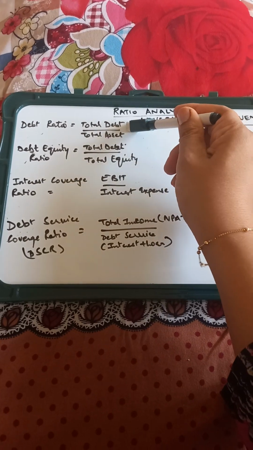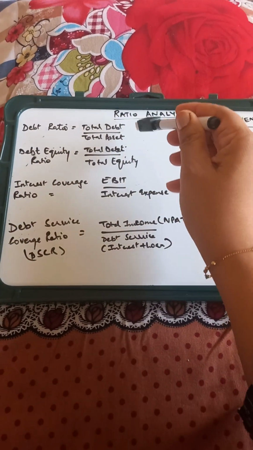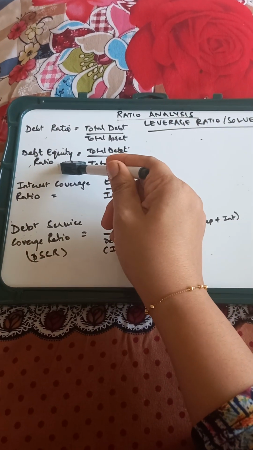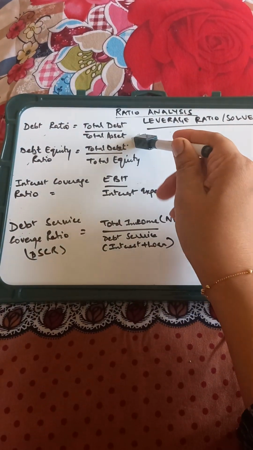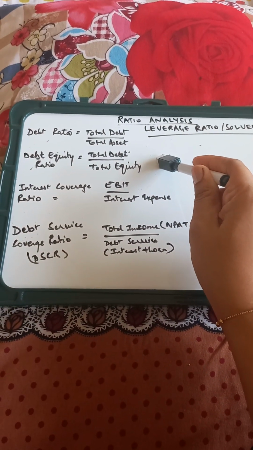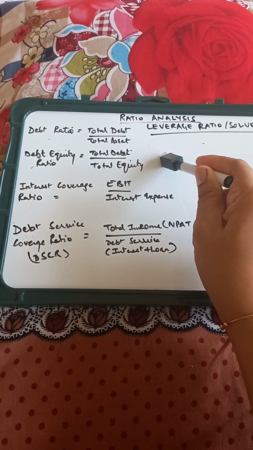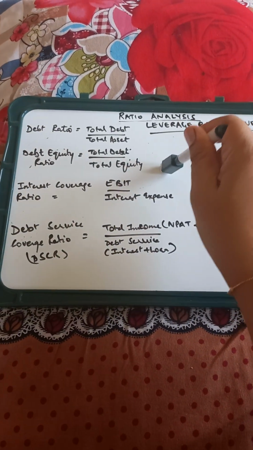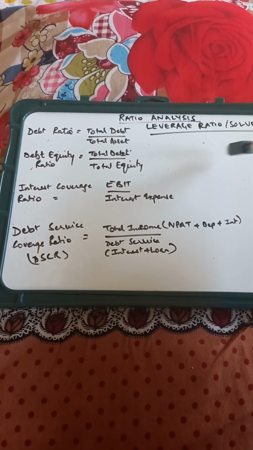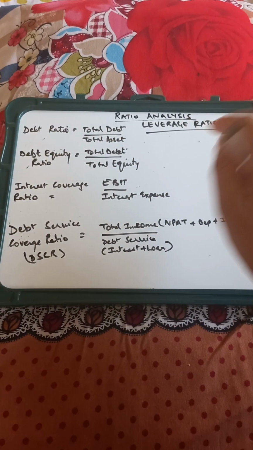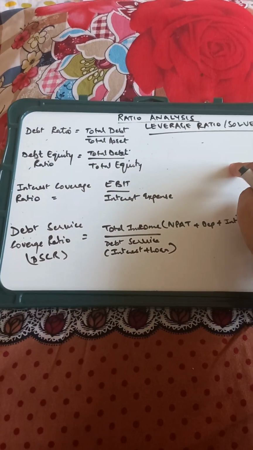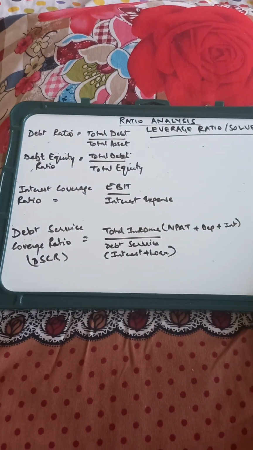First is the debt ratio, which is total debt upon total assets. Next comes the debt equity ratio, which is again total debts upon total equity, which is the shareholders' equity. All right, which is the share capital, equity share capital plus preference share capital plus reserves and surplus. So when we talk of equity, it is equity share capital plus preference share capital plus reserves and surplus.